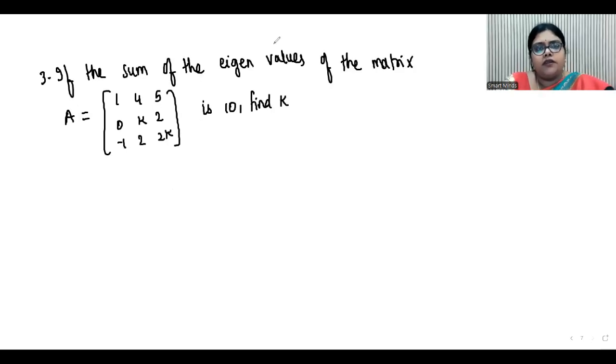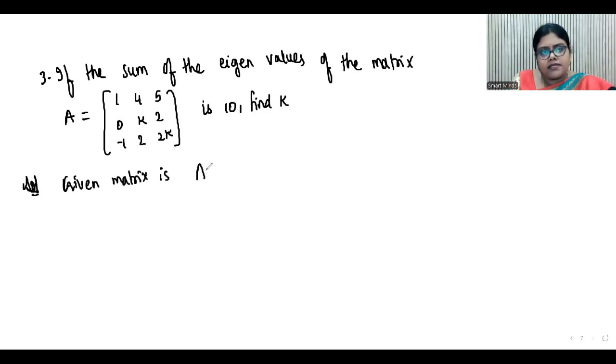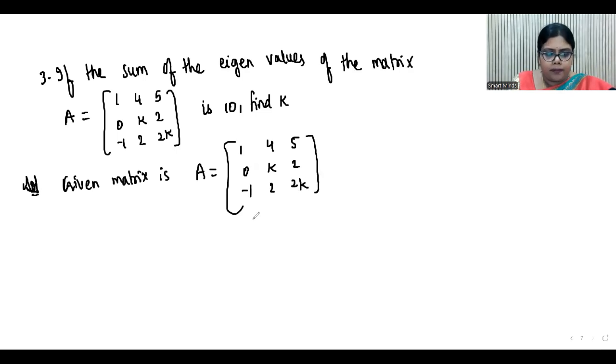Take the next question. If the sum of the eigenvalues of the matrix is 10, then find K. So first let us write the given matrix. What is the given matrix? Given matrix is A is equal to 1, 4, 5, 0, K, 2, minus 1, 2, 2K.